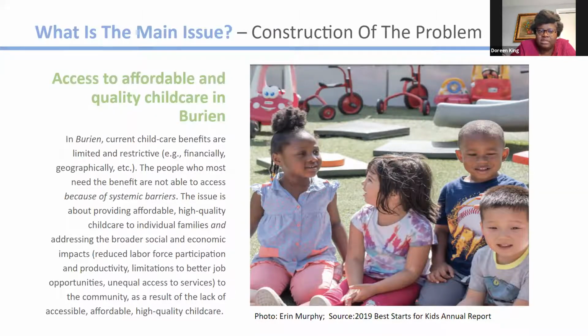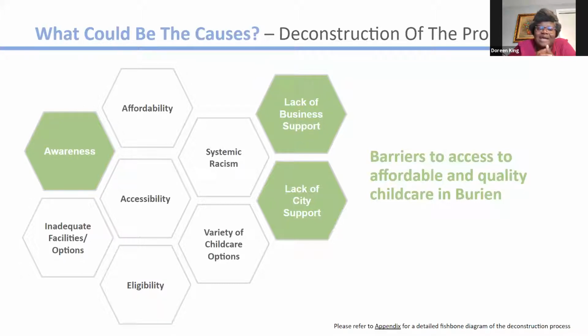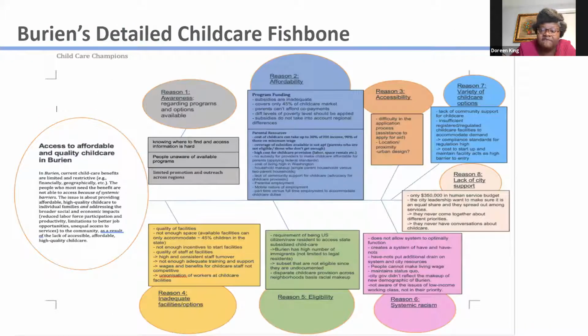Moving on to the next slide. As we deconstructed the problem of accessing affordable quality childcare, we looked at several important barriers. For example, we talked about affordability, eligibility, systemic racism, but ultimately we settled on awareness, lack of business support, and lack of city support as our entry points. And as you'll see in the next slide, where we constructed a very detailed fishbone diagram, we really delved into the many potential underlying issues and causes for each of these barriers.